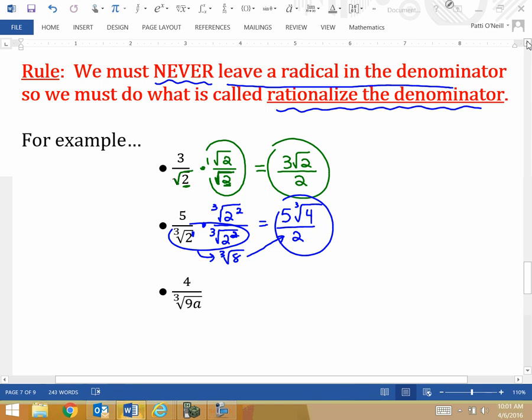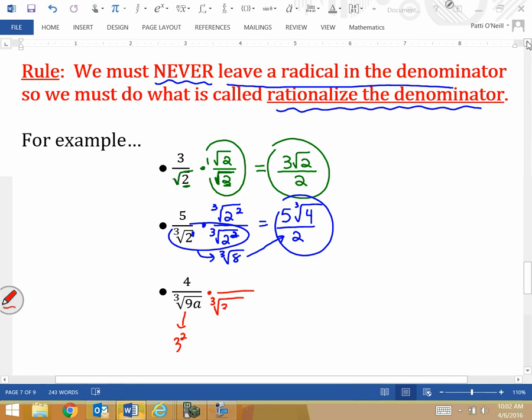The last one here, I kind of threw a twist into things. We have the cube root of 9a. So I threw a variable in there, and I threw another numerical part into the radicand. I know I need to undo the cube root, so I need a cube root of something to some power. Now 9 is technically 3 squared. So I have 2 powers of 3 already.